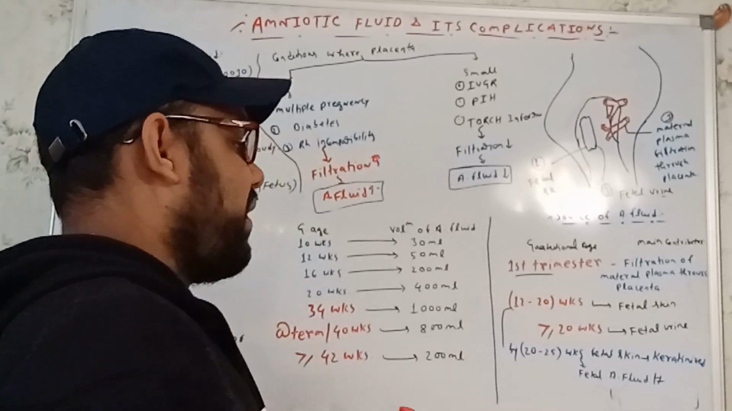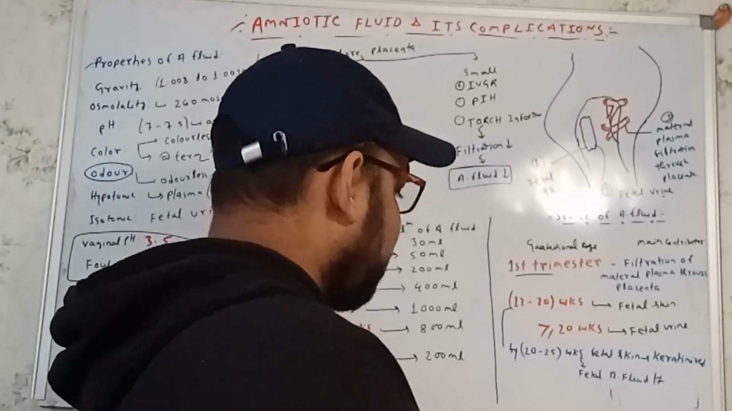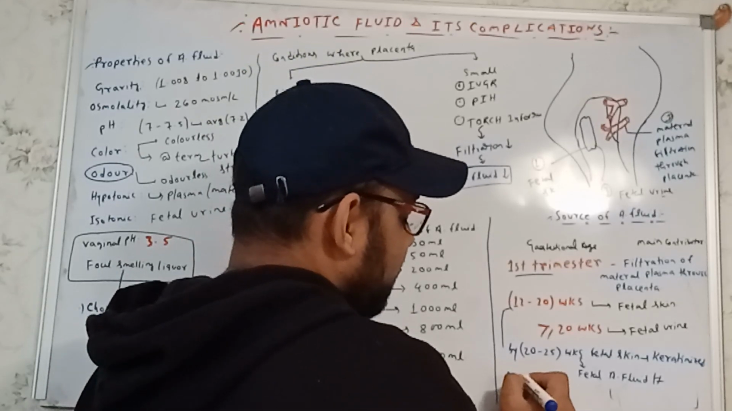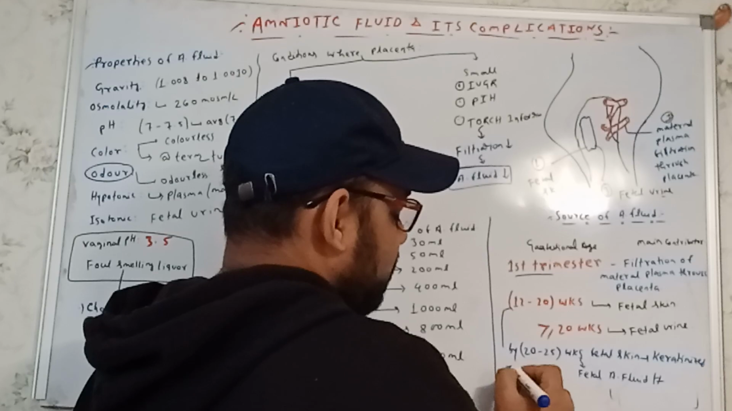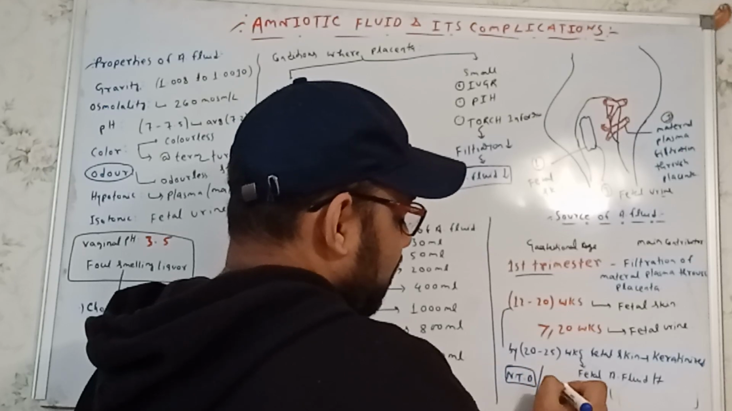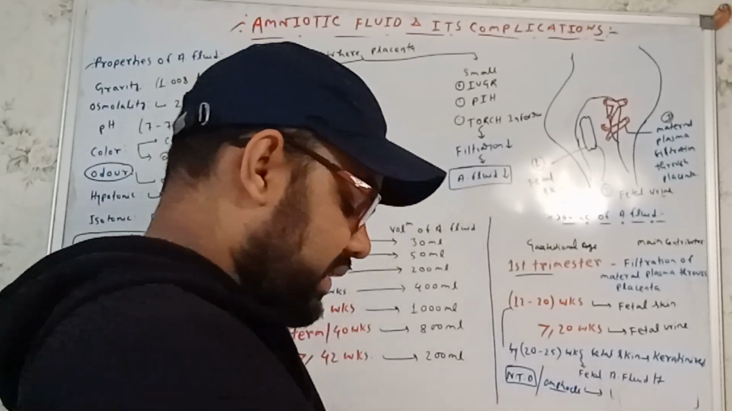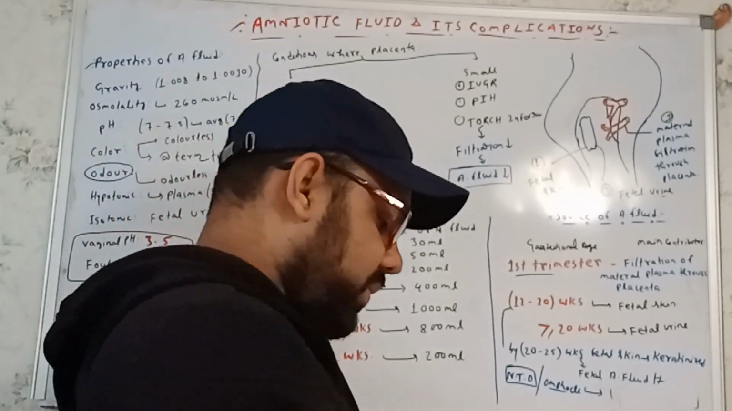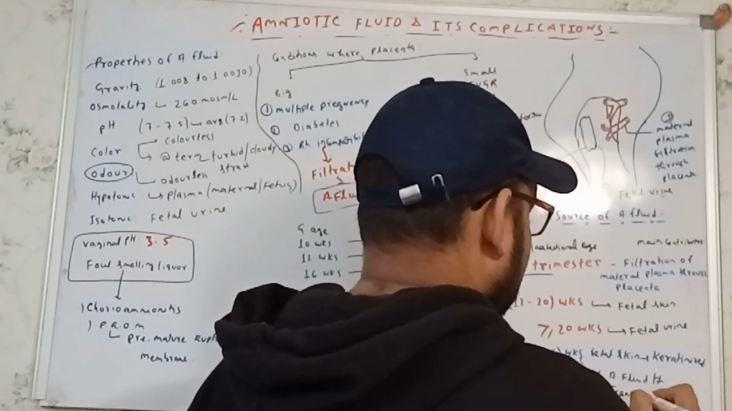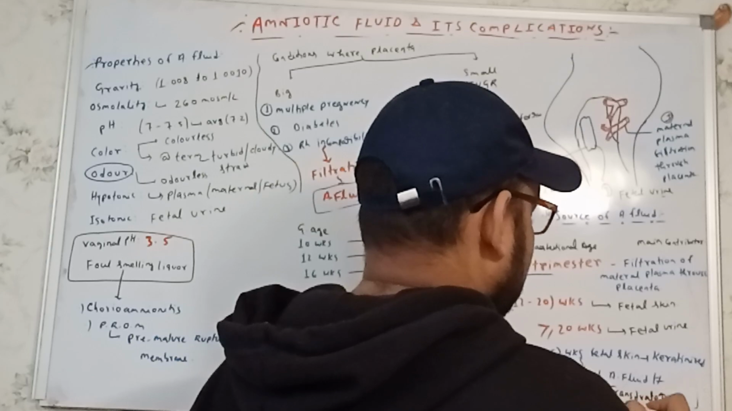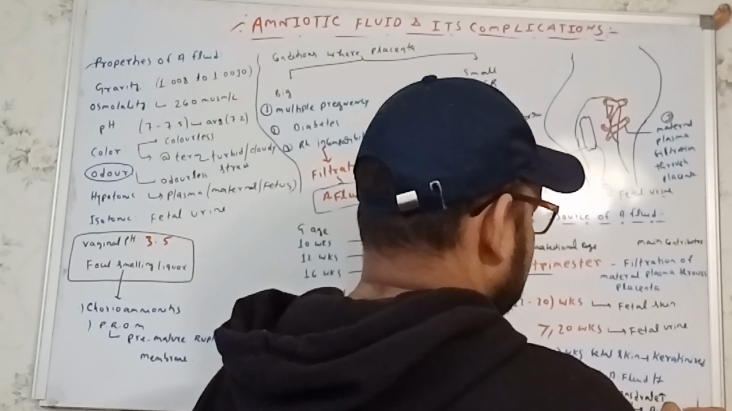But in certain conditions the secretions of the transudate will be increased. For example, the neural tube defect. I am writing briefly, so just understand N for neural, T for tube, D for defect. So neural tube defects, or for example, omphalocele. In these conditions, the secretion of the transudate will be increased. So whenever the transudate is increased, at that time the secretion of the amniotic fluid will also be increased.